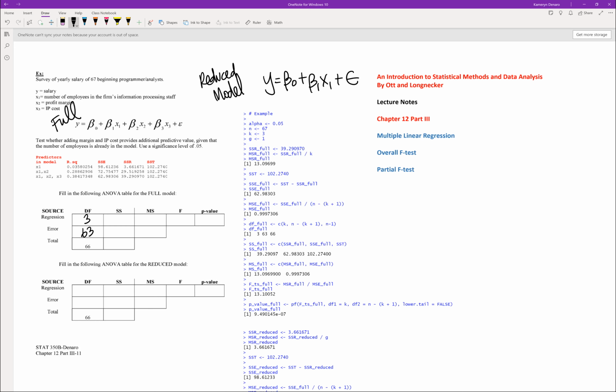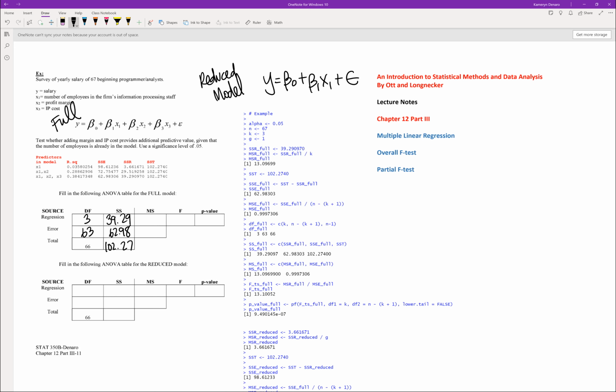Okay, our sum of squares due to regression of our full model, right? That should be 39.290970. So I'm just going to do some rounding here, 39.29. Our sum of squares error of the full model is 62.98. And our sum of squares total is 102.27. Now we're just going to double check. Do these add up? The sum of squares due to regression, the sum of squares error, and the sum of squares total. That looks pretty good.